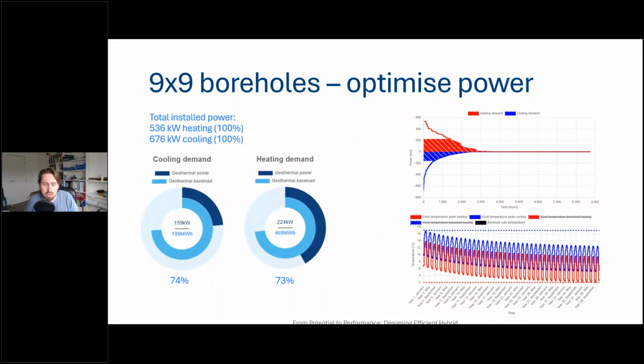So perhaps you can say, well, we do this once again and we go to 9 by 8. And here we are at 70% and 68%. So now we already lost 10% of our geothermal share by making the Borefield smaller. And you will see that if you keep decreasing the Borefield, the effect will become significantly larger.